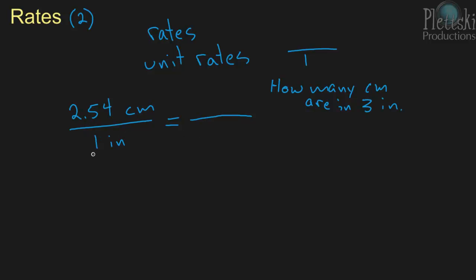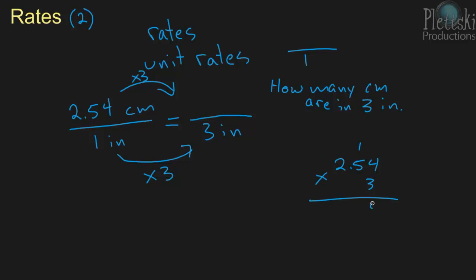So since inches is already in the denominator, I'm going to write the equivalent rate with 3 inches in the denominator. And we get there by multiplying 1 by 3. So if we multiply 1 by 3, we get 3 inches. So let's do the same thing to the numerator to solve for this equivalent rate. So 2.54 times 3. So 3 times 4 is 12. 3 times 5 is 15, plus 1 is 16. 3 times 2 is 6, plus 1 is 7.